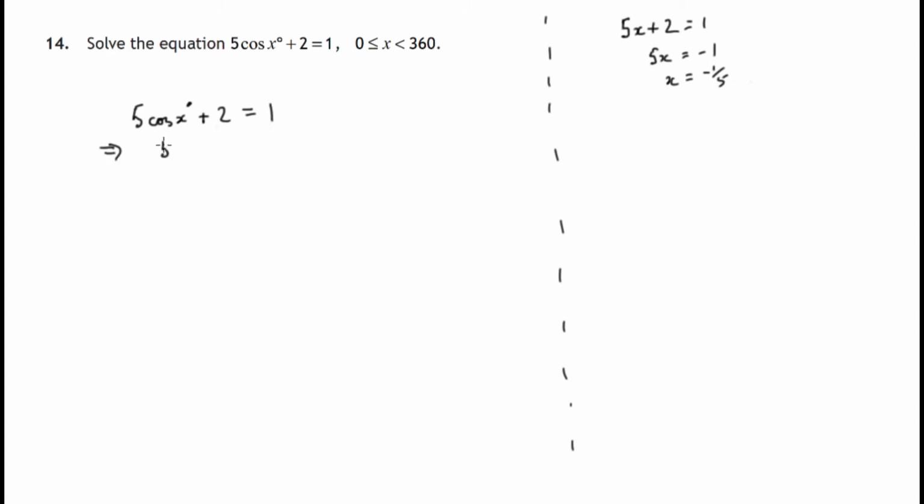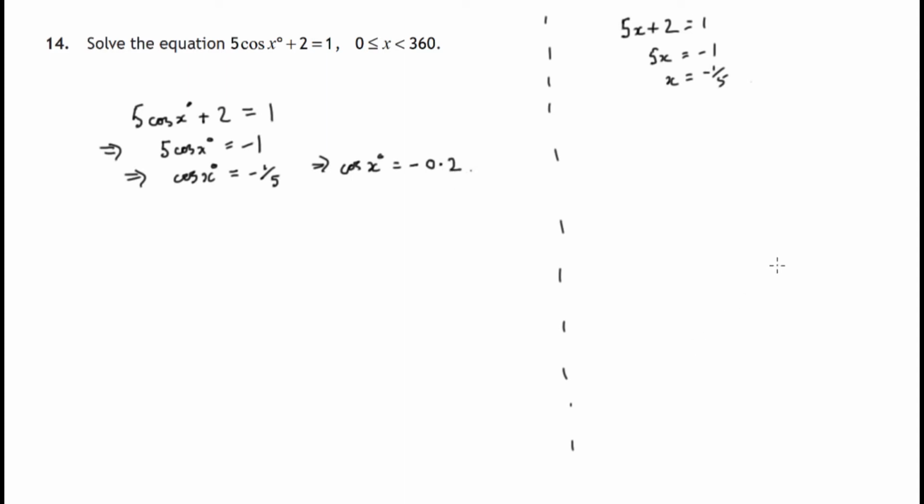Let's take away 2 from both sides and let's divide both sides by 5. Now 1/5 is 2/10, so we're asking what angle has a cosine that's negative 2/10, negative 0.2.